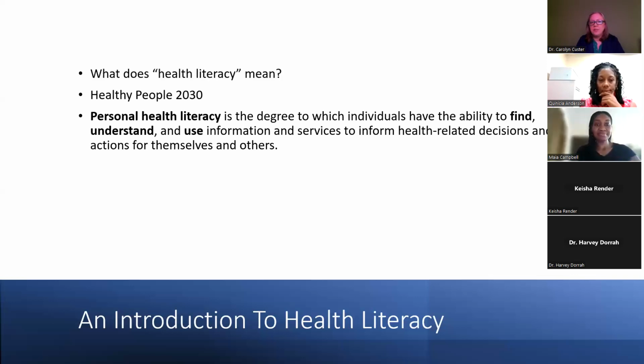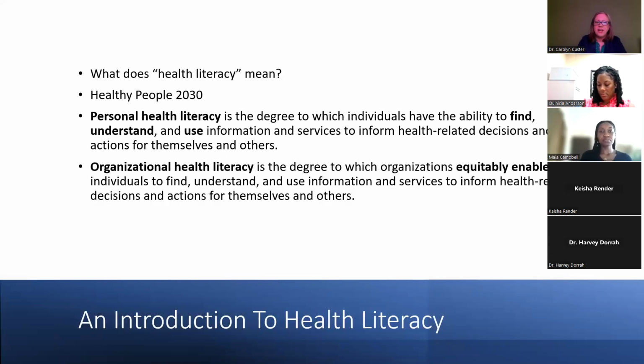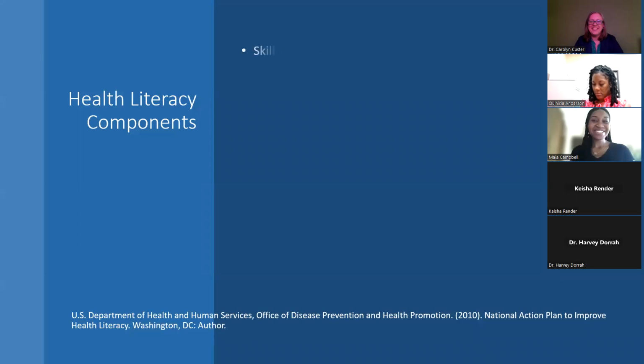So, Healthy People 2030 are guidelines for the nation's health, and they come out every 10 years. Historically, the goal to improve health literacy has been defined like this: personal health literacy is the degree to which individuals have the ability to find, understand, and use information. So lots of different things that we have to think about with our healthcare system in the United States. However, in 2030, they added organizational health literacy as a goal, which is very important. We work in these healthcare organizations, and we need to make sure that as providers, we're equitably enabling people to have health literacy, to improve it, to understand what information they're receiving. So we're going to talk a lot today about personal health literacy, but also organizational. Back to you, Maya. Thank you so much. We work so well together.